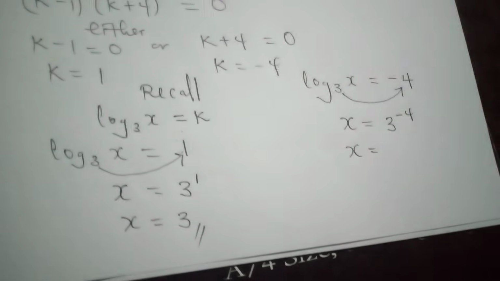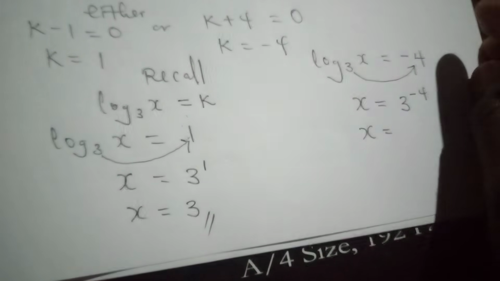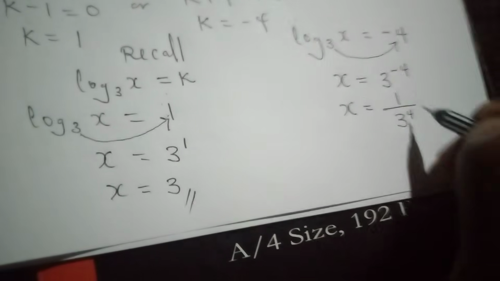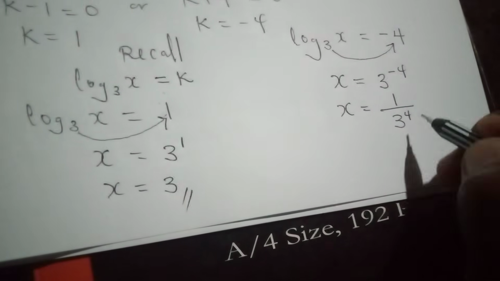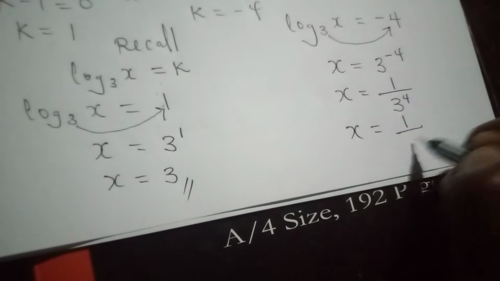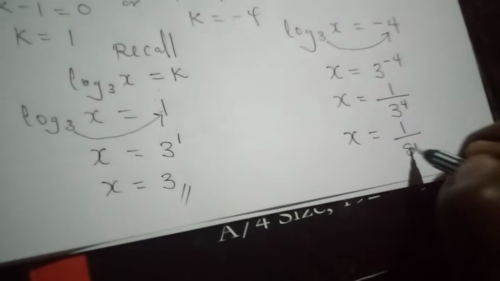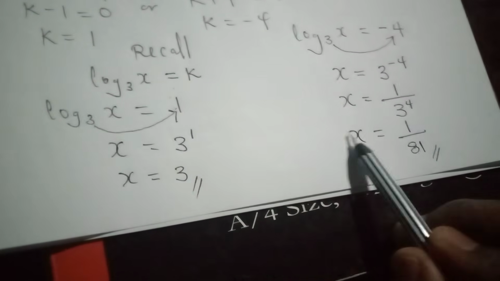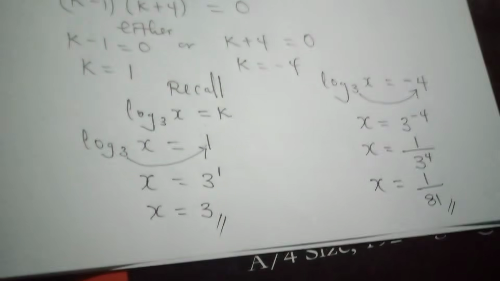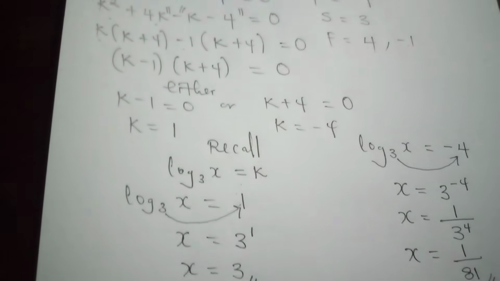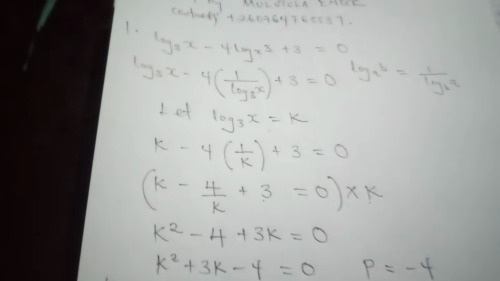That simply means that to kill this negative, you have to introduce 1 over 3 to the power 4. And this is according to the rules of indices. So that is x is equal to 1 over 81. So x is equal to 3 and x is equal to 1 over 81. These are the possible solutions that were supposed to be on question 1. So we can proceed to the second one.